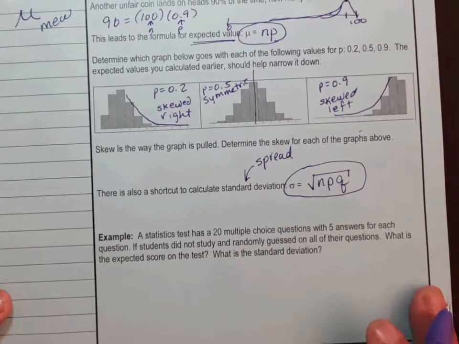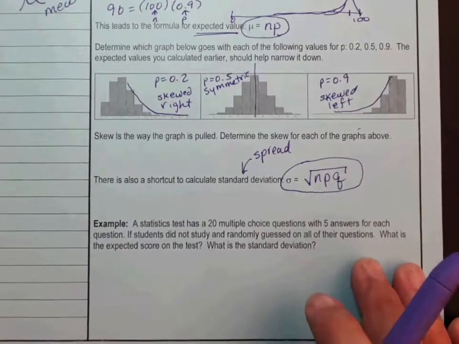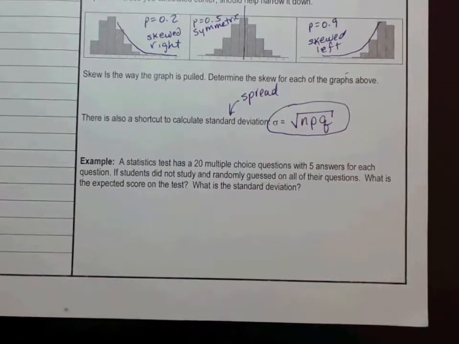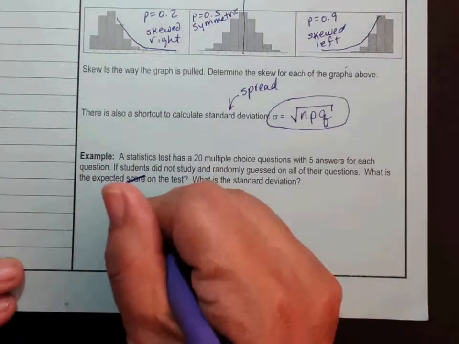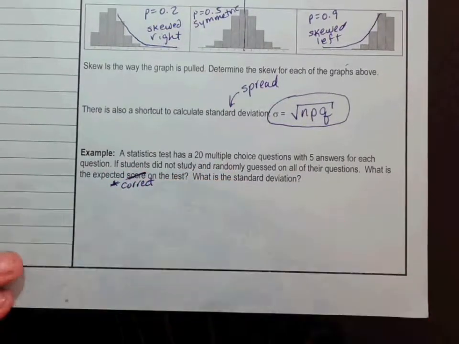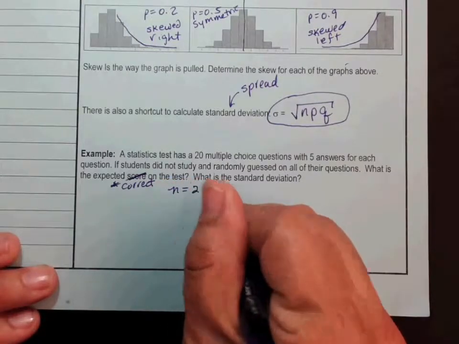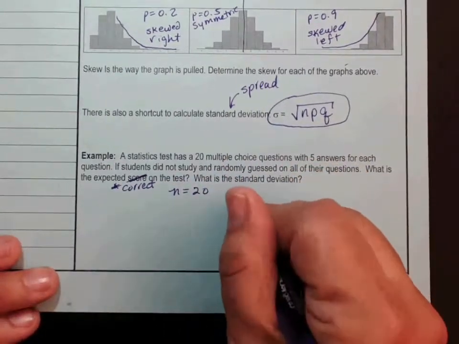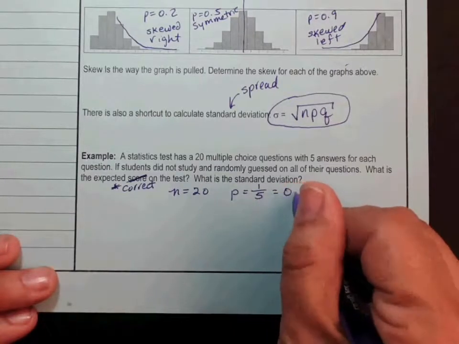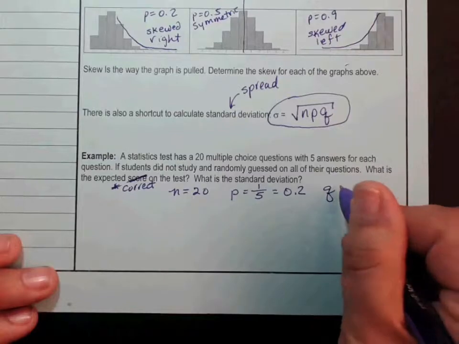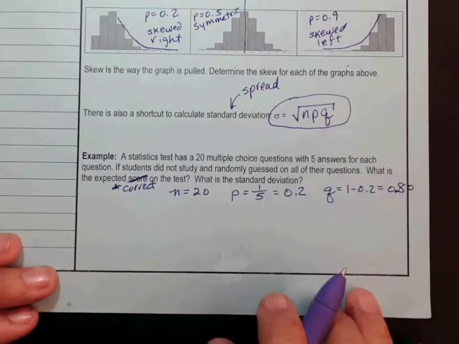So let's go ahead and look at this example. A statistics test has 20 multiple choice questions with 5 answers for each question. If students did not study, heaven forbid that would happen, and randomly guessed on all their questions, what is the expected number correct on the test? And also, what is the standard deviation? So part 1, let's write down what we know. We know that n is 20, because we're going to try 20 times, 20 different questions. The probability that one question is right is 1 out of 5, because only one answer out of 5 is correct. I can change that to a decimal, which is 0.2. Q, which will come in handy today, is 1 minus 0.2, so that's 0.80.